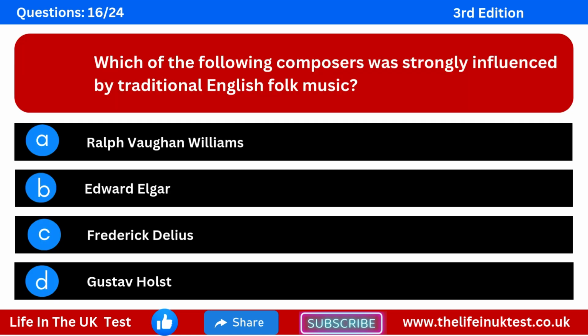Question 16. Which of the following composers was strongly influenced by traditional English folk music? Option A, Ralph Vaughan Williams. Option B, Edward Elgar. Option C, Frederick Delius. Option D, Gustav Holst.